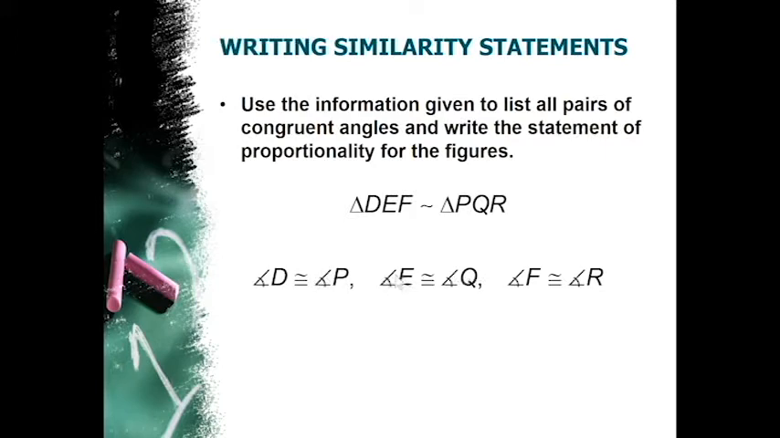Now to show our statement of proportionality, we would take our first segment here, which would be DE, and we would put that over PQ. So we got DE over PQ. Our next one, we got EF. EF is our second and third position over QR, which is our second and third position on our other triangle. And then to finish it off, we have DF and PR to finish our statement of proportionality.